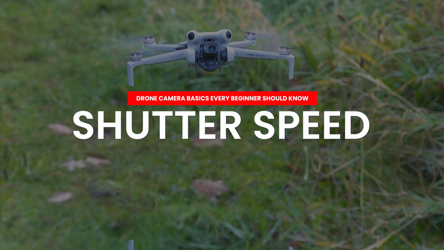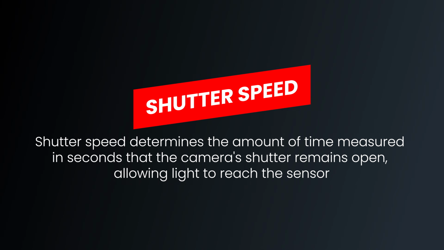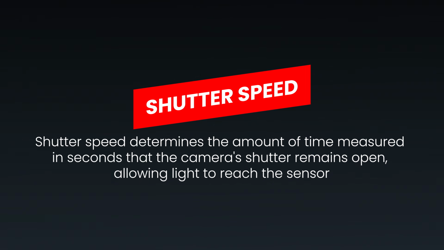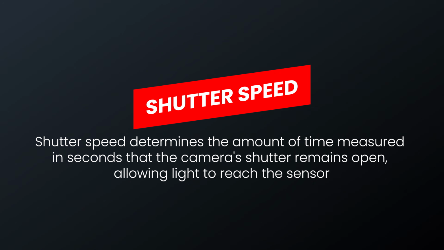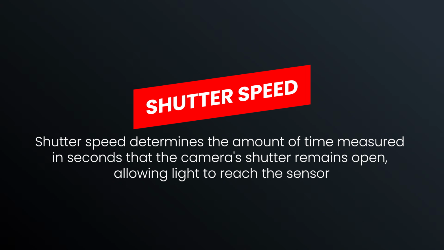The next setting beneath this is our shutter speed setting. Now when you take an image, the shutter speed determines the amount of time measured in seconds that the camera's shutter remains open, allowing light to reach the image sensor. And this is measured in fractions of a second.